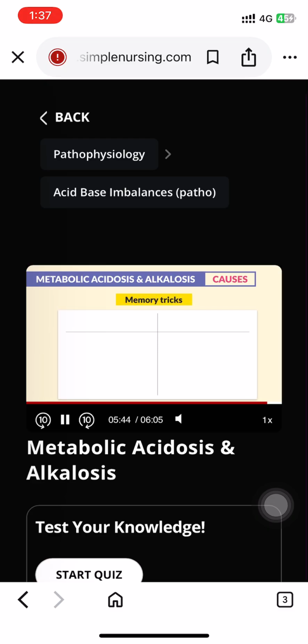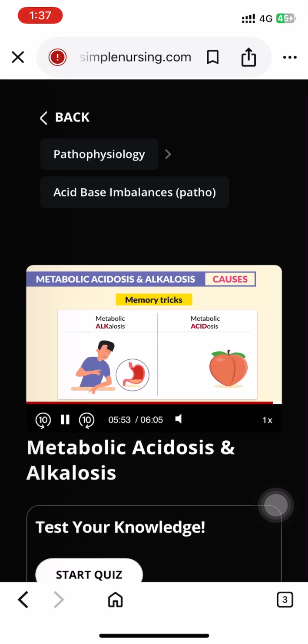So once again, the memory tricks, metabolic alkalosis, just think about vomiting and alkalosis. And metabolic acidosis is diarrhea because you poop out from your acidosis. And renal failure. Since the kidneys fail, acid prevails.